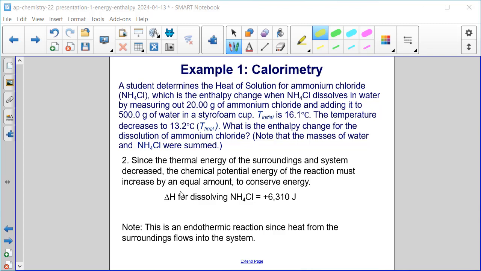All right, so this is why two slides ago I asked you to think about this, because the thermal energy of the surroundings and the system decreased, so the chemical potential energy of the reaction must increase by an equal amount to conserve energy. So the ΔH for dissolving ammonium chloride is positive 6,310 joules. Of note, this is an endothermic reaction since heat from the surroundings flows into the system. And that heat flowing into the system is measured by that decrease in temperature in the surroundings in this case.